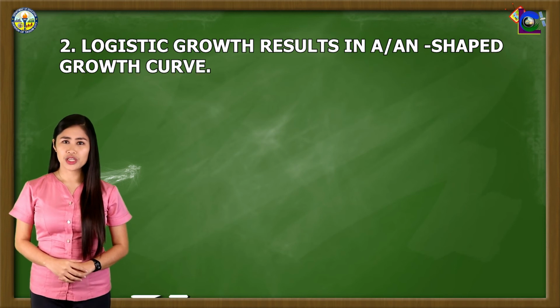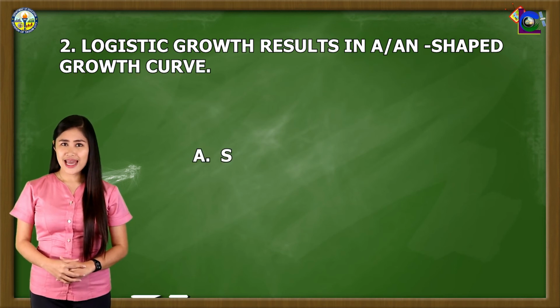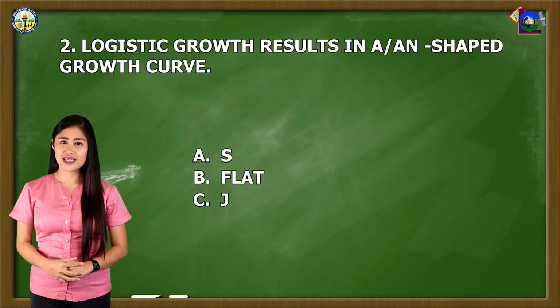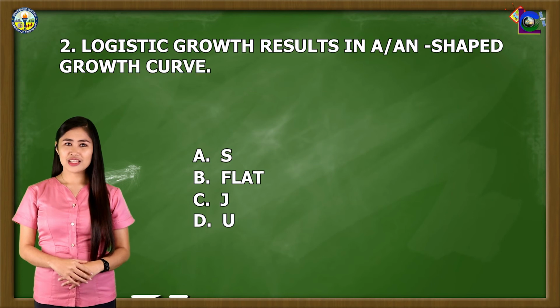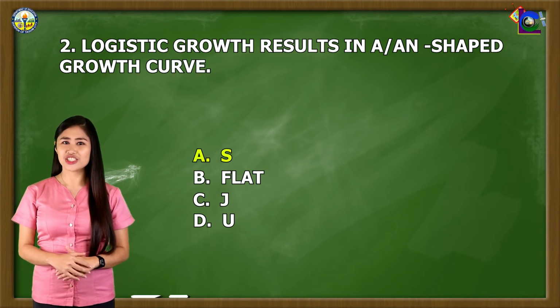Number 2. Logistic growth results in what shape of growth curve? A. S. B. Flat. C. J. Or D. U. Logistic growth results in letter A, an S-shaped curve.